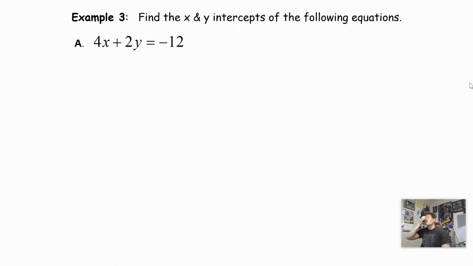Let's take a look at some more. Finding the x and the y intercepts given this standard form. Here we have example 3, 4x plus 2y equals negative 12. Already in standard form. They're all integers. X and y are together on the same side. So we can find the x and y intercepts by plugging in 0 for the opposite value.